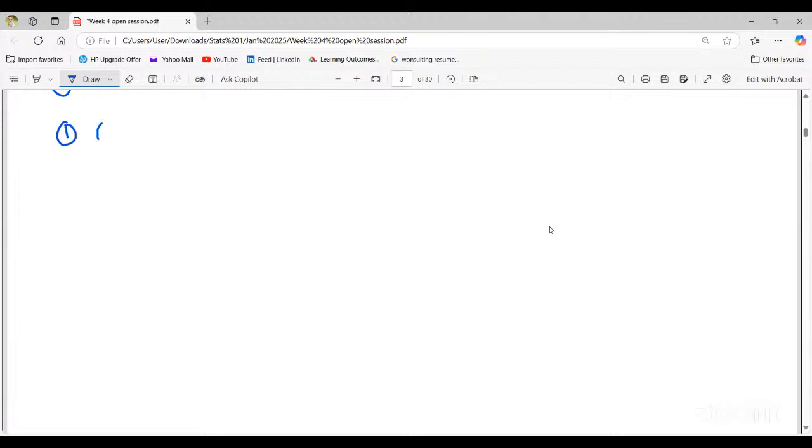The first one is, anyone? Covariance. Correct. Can you tell me what is covariance? It quantifies the strength of the linear association between numerical variables. Correct. Do you know the formula of covariance? Sum of x minus x bar into y minus y bar.